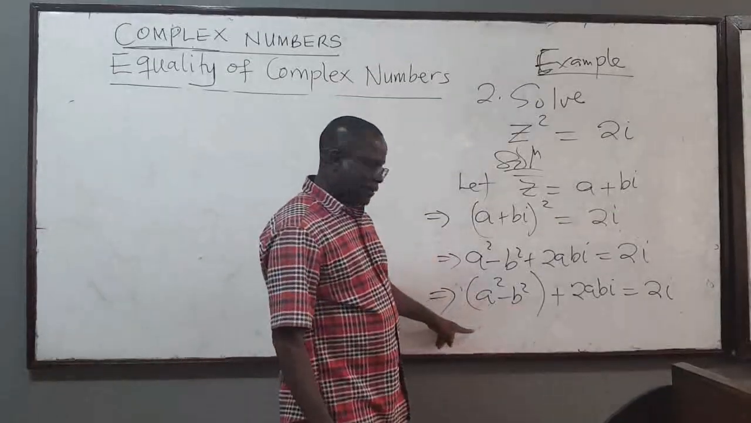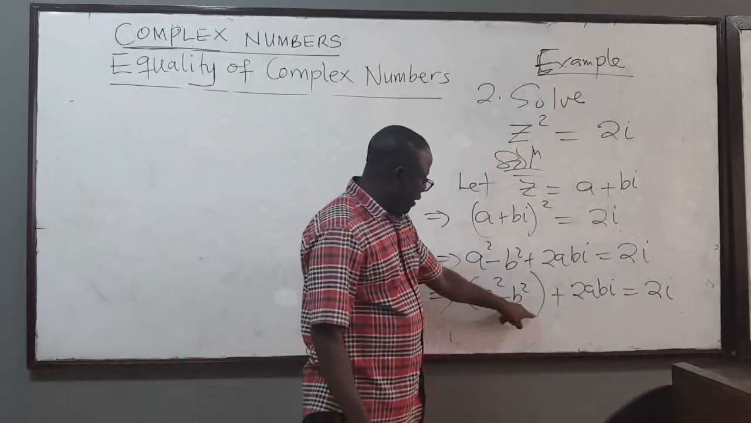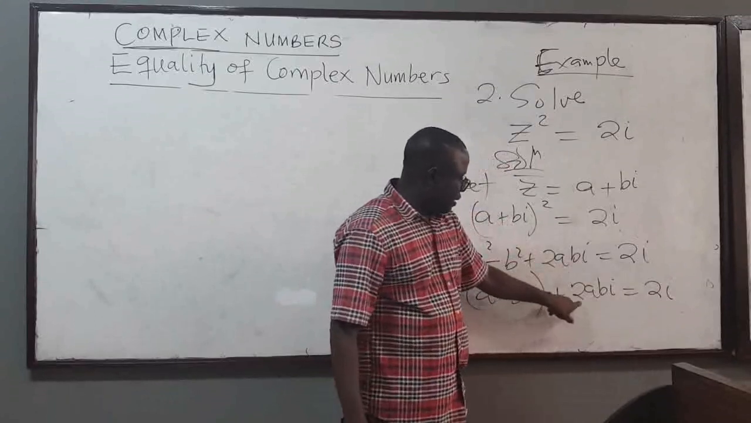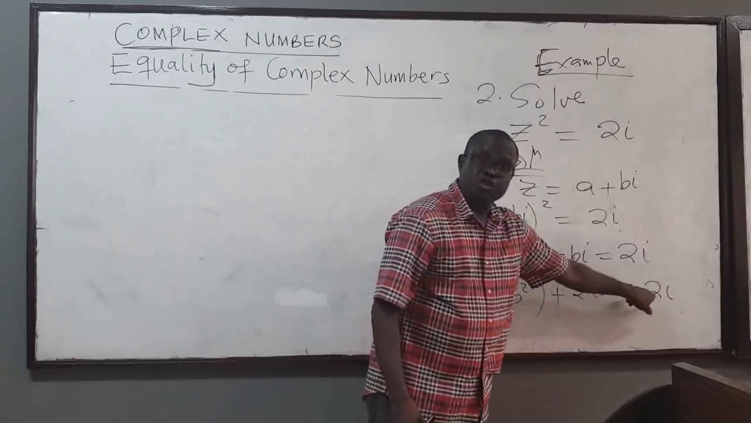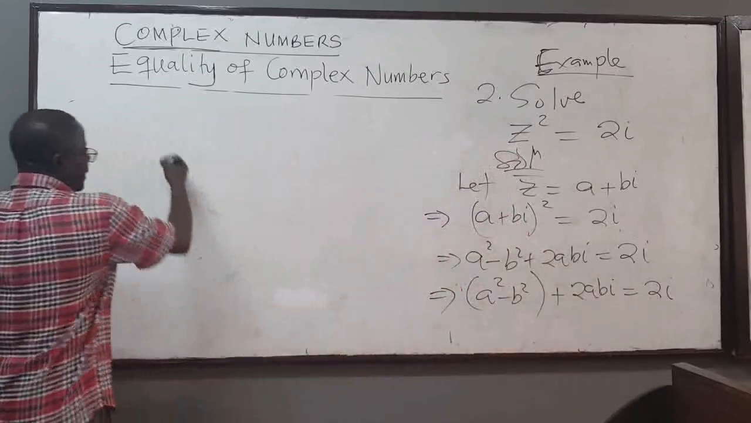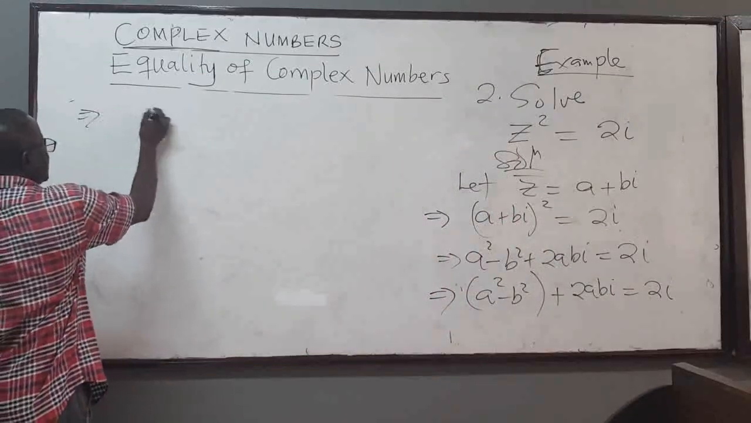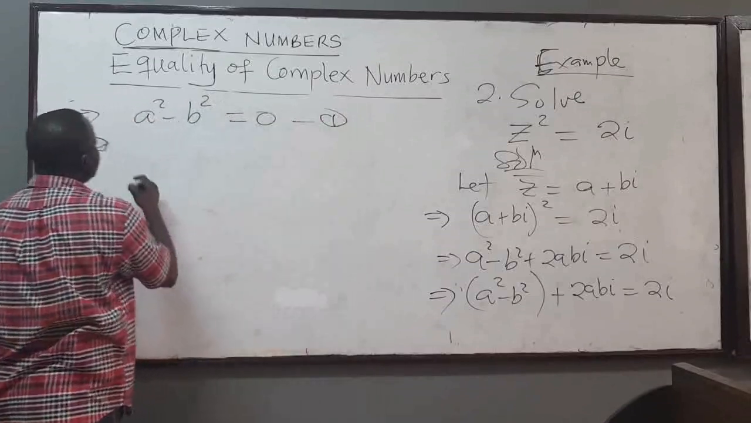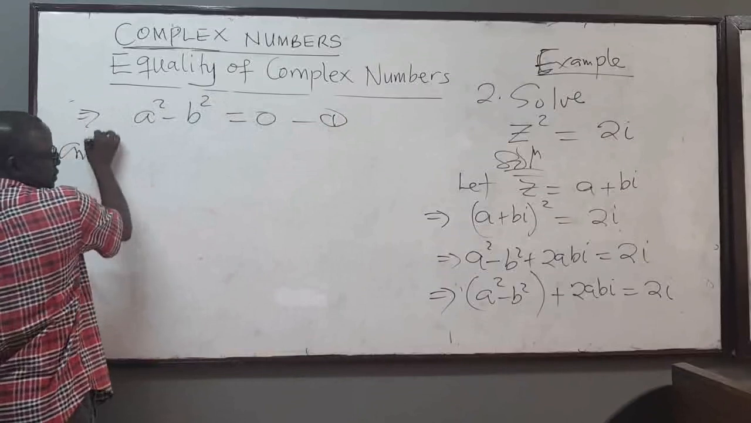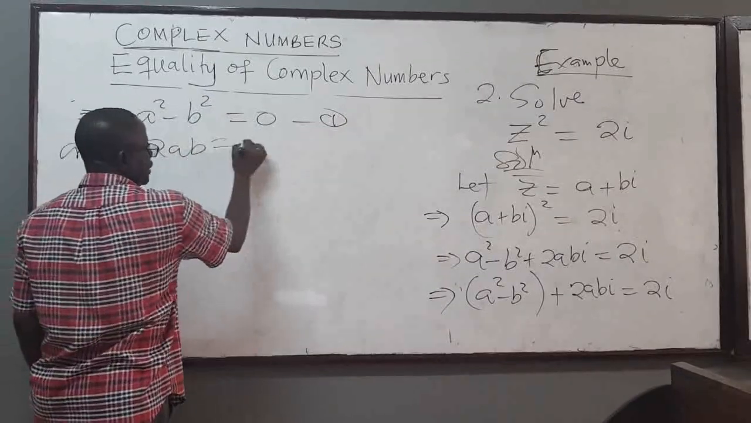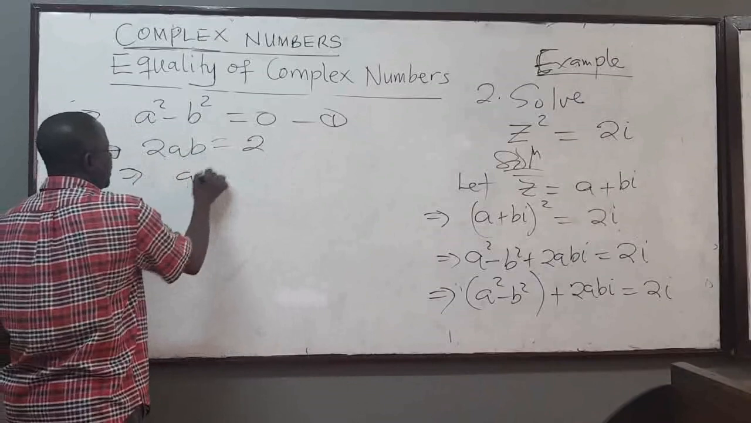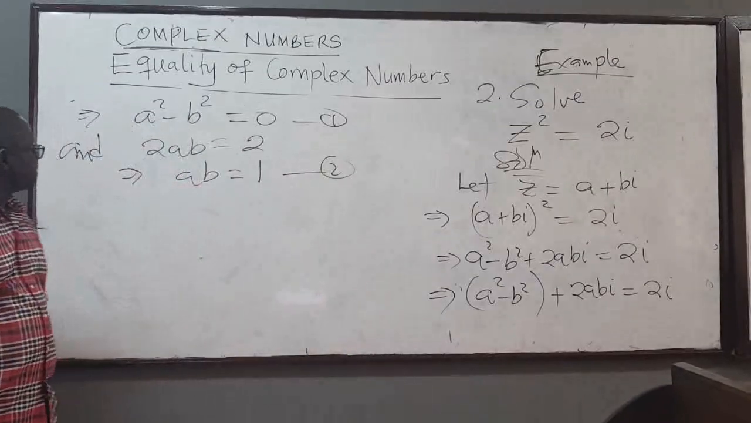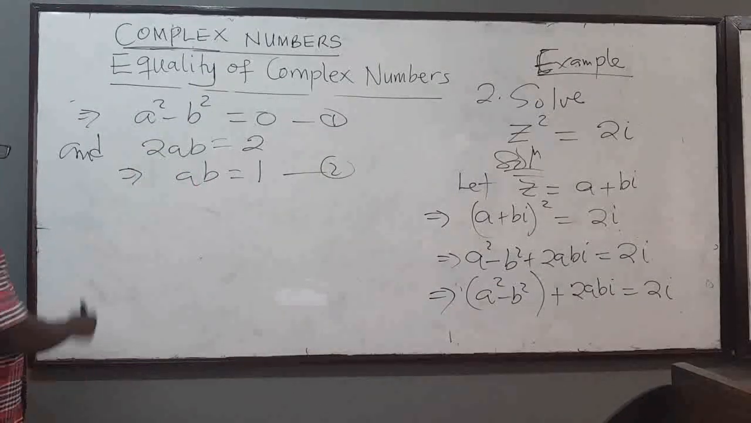The left hand side is a complex number, which means that the real part is equal to zero because the real part here is zero. And the imaginary part, which is 2ab here, has to be equal to 2. So applying the equality of complex numbers, we see that a squared minus b squared has to be equal to zero. Let's call that equation 1. And 2ab has to be equal to 2, which implies that ab is equal to 1. Let's call this equation 2.